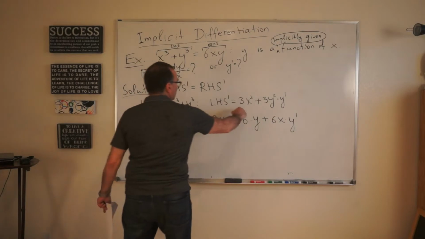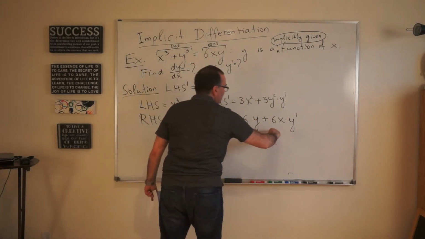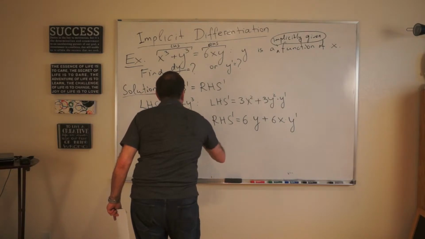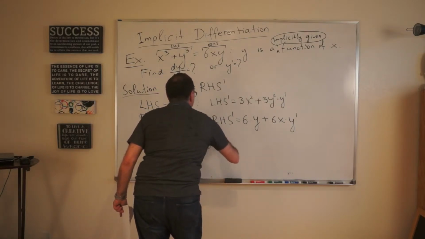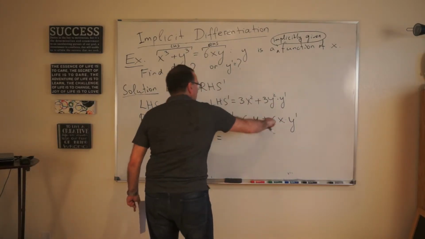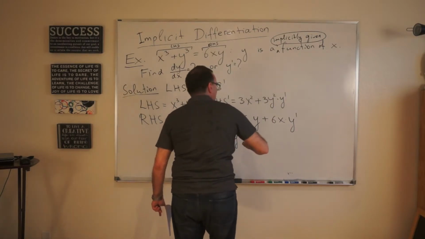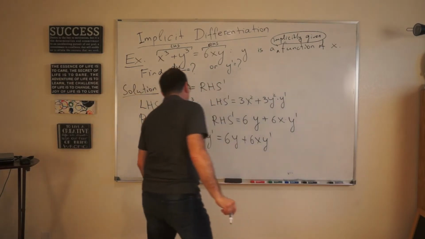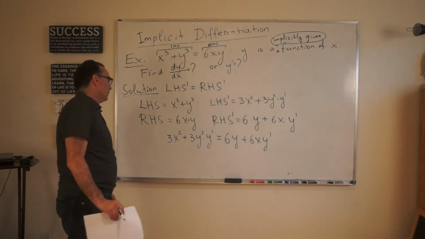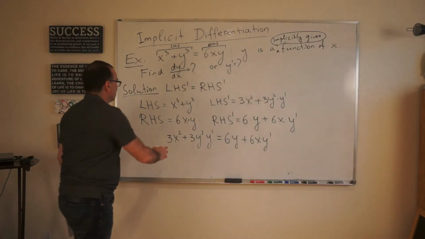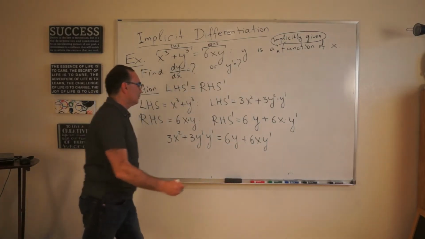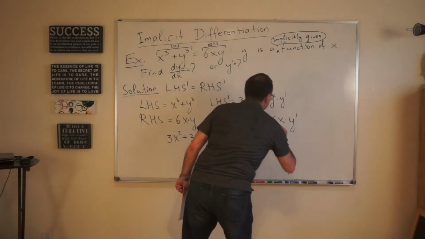So here's what we got. We got left-hand side derivative equals right-hand side derivative. Therefore, 3x squared plus 3y squared y prime equals this, 6y plus 6x y prime. And now our job is to isolate y prime. One thing we can do, since we can see every coefficient is divisible by 3, is just divide everything over 3.